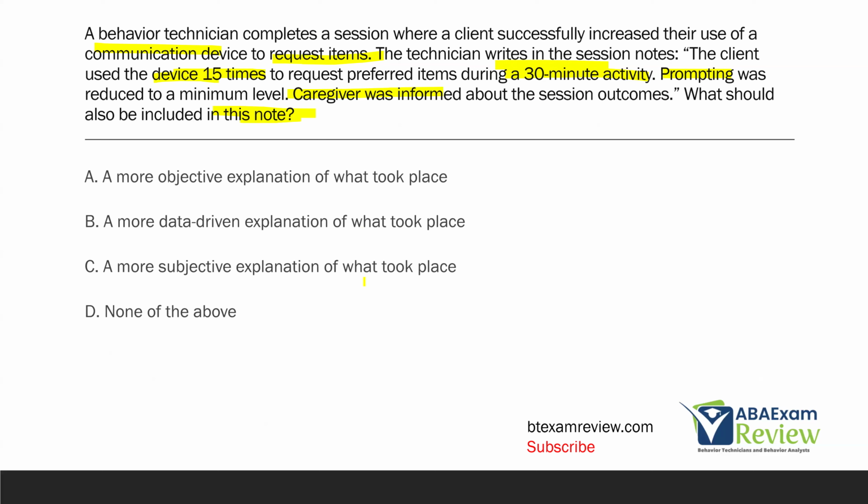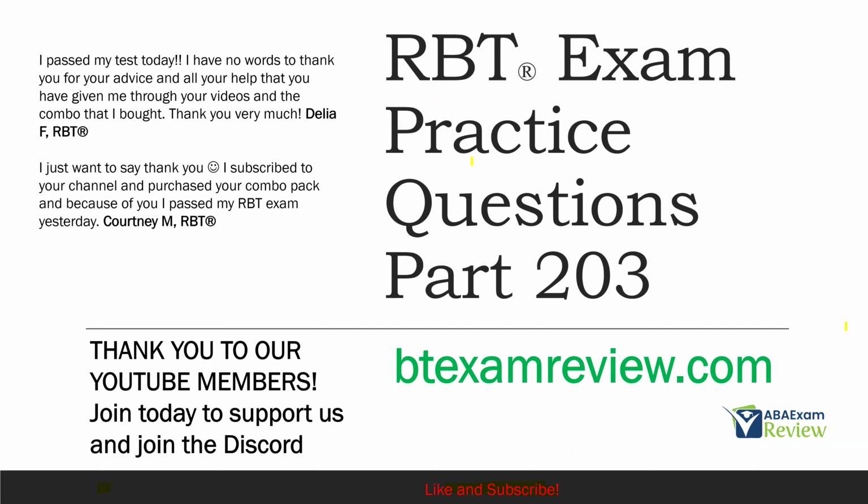What about C, a more subjective explanation of what took place? Well, we don't want a more subjective explanation because then we're just entering into what we would consider opinion territory. And we want to be fact-based. We want to be data-driven. So in all honesty, this note is rather good. What should be included? Well, D, none of the above. This is a pretty good note.